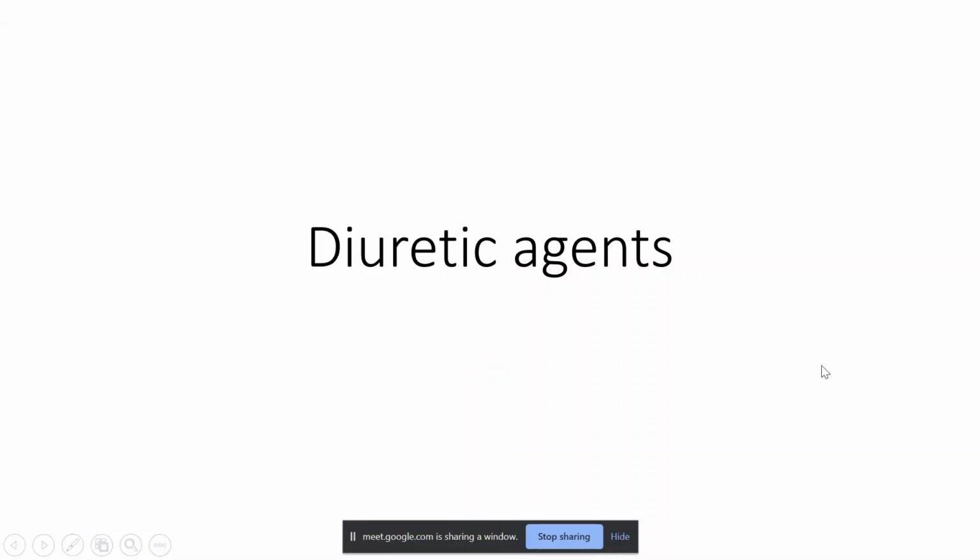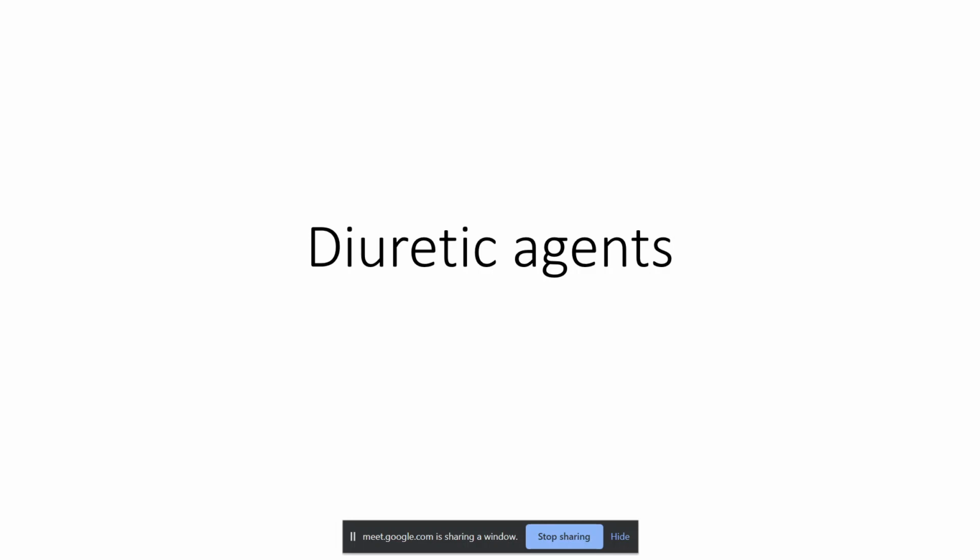Today's topic is diuretic agents. Diuretic agents are used for the treatment of many diseases. There is no particular disease of the kidney, but instead there are many other diseases that are connected to edema or to metabolic states. That is why there are so many diseases that are treated with diuretics.